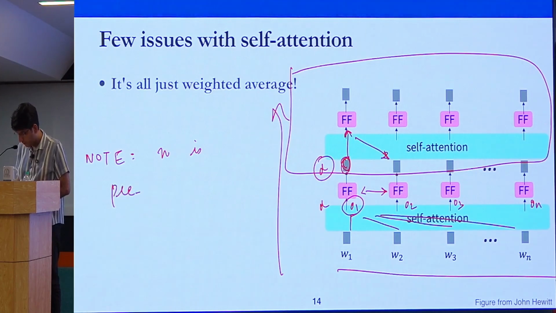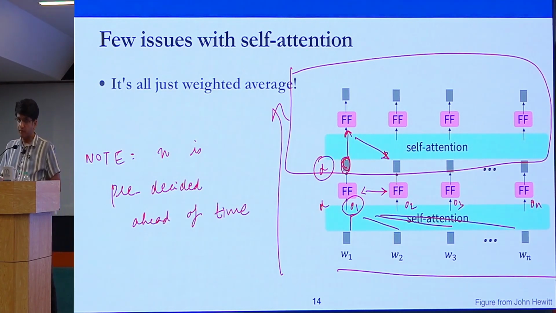So n is pre-decided ahead of time. You might ask me what happens if your sequence is much shorter than n. I'll come to that question.